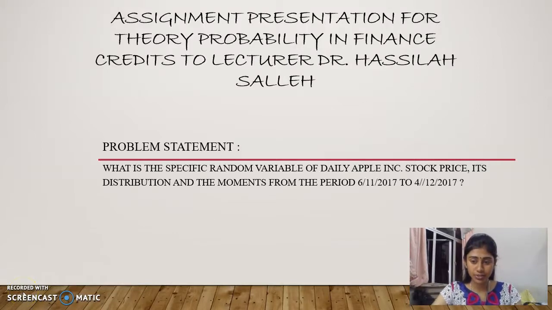Hello everyone, today I would like to discuss random variables. The focus of this study is to determine whether the stock price and the return of Apple company is log normal distribution or not.